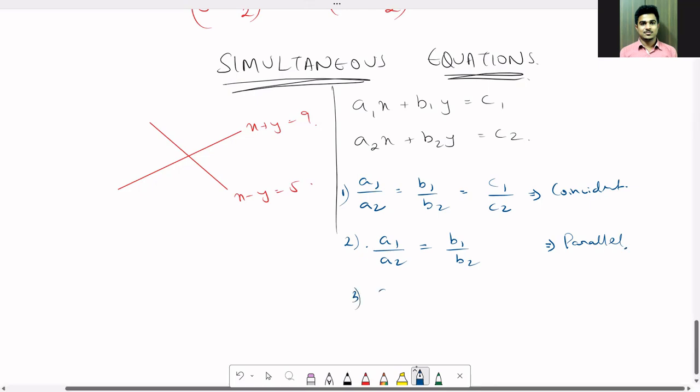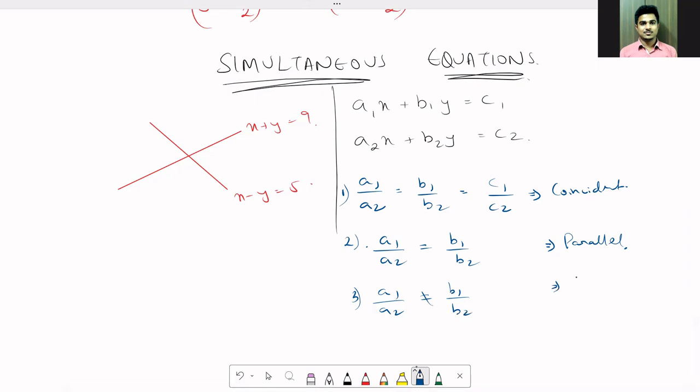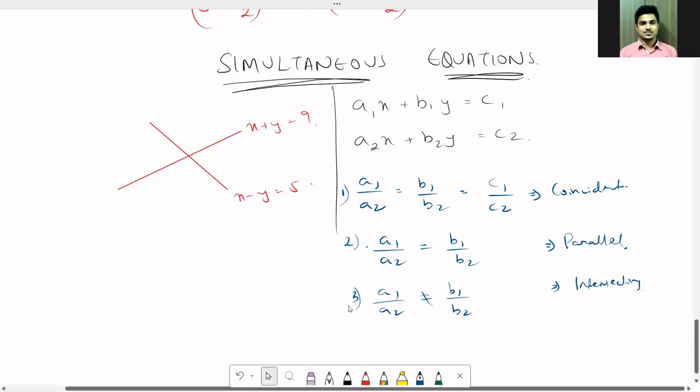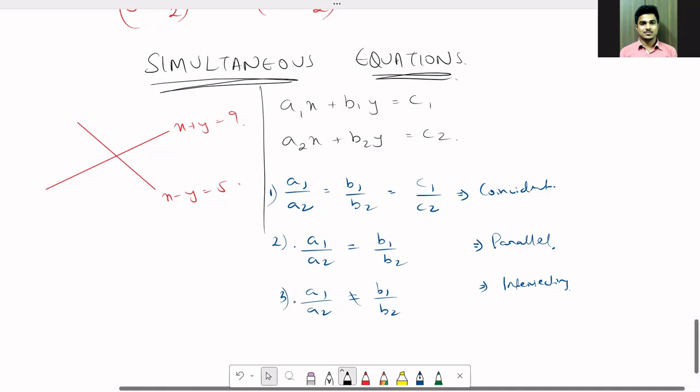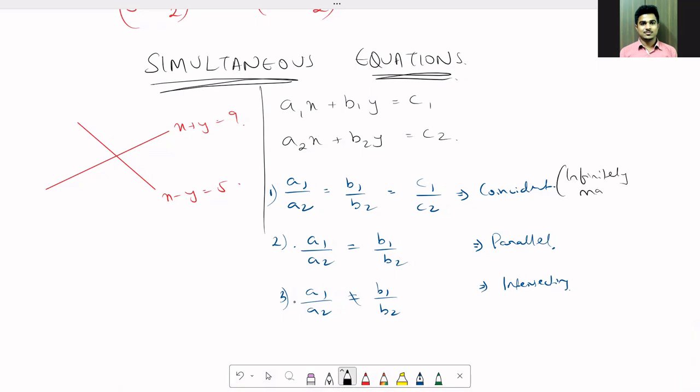And finally, if a1 by a2 is not equal to b1 by b2, then we say that these lines are intersecting. Okay, so if two lines are coincident, how many different values of x and y are there so that these two lines will meet? You will say that there are infinitely many solutions. So if two lines are coincident, we will say that there are infinitely many solutions.